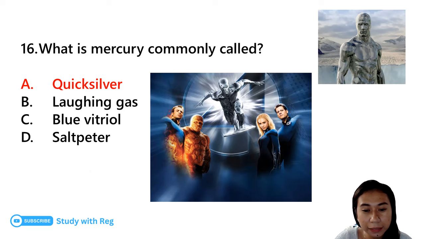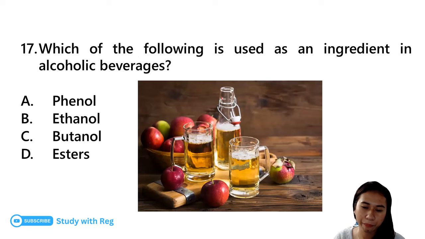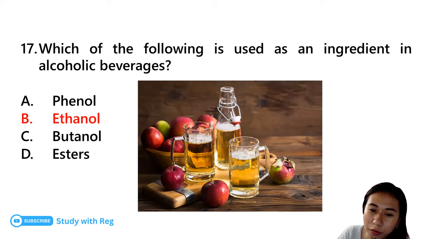Okay, next, number 17. Which of the following is used as an ingredient in alcoholic beverages? Oh, syempre, that's ethanol, no? Alcoholic beverages. Ethanol. Wala nang paligoy-ligoy pa. So, yung alcoholic beverages, isa siyang fermented na liquor. Yung wine, yung beer. So, ethyl alcohol, yung alcohol na meron sa mga alcoholic beverages. That's ethanol.